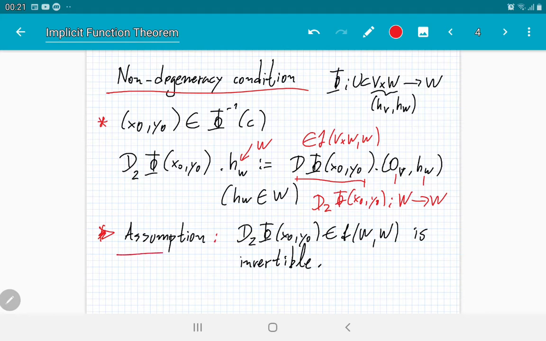And here's the non-degeneracy assumption I'm going to need to prove something like what I just said for linear systems. I'm going to assume that this linear transformation, which is a continuous linear transformation from W to W, is invertible. It has a continuous inverse.